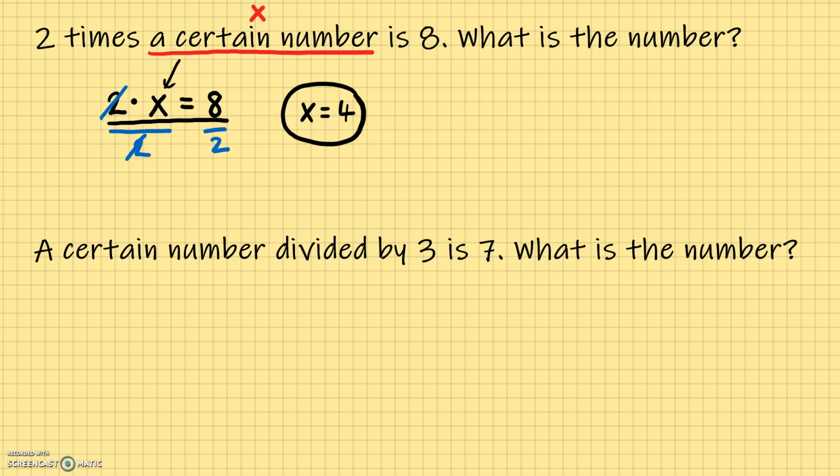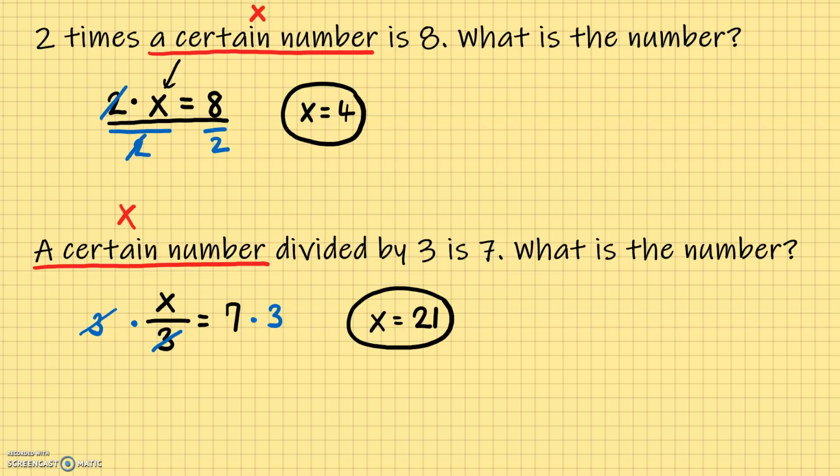Okay, let's look at the next one. It says a certain number divided by 3 is 7. So again, we're using x. When you see a certain number, we use a variable. We don't know what that number is. A certain number divided by 3 is 7. What is the number? To solve for x here, we multiply by 3 on both sides. So x equals 7 times 3, which is 21. That would be our answer here.